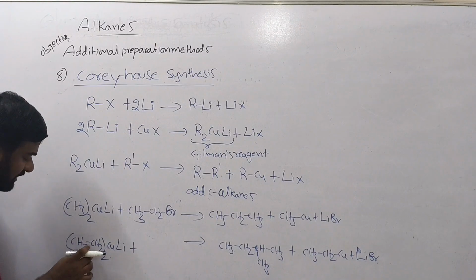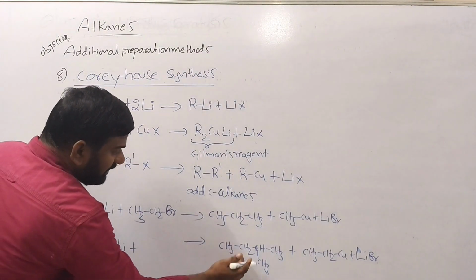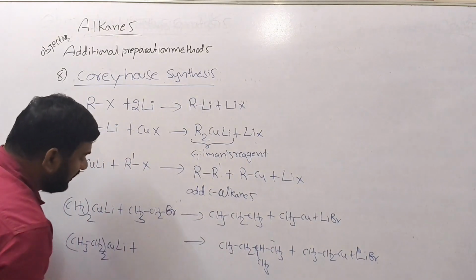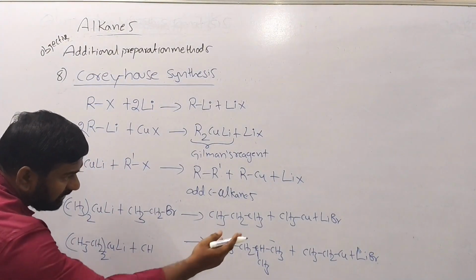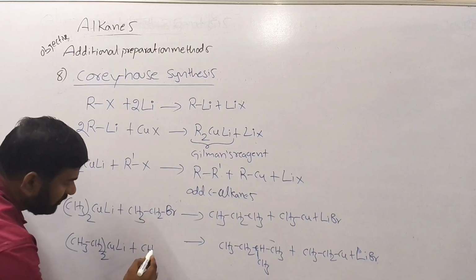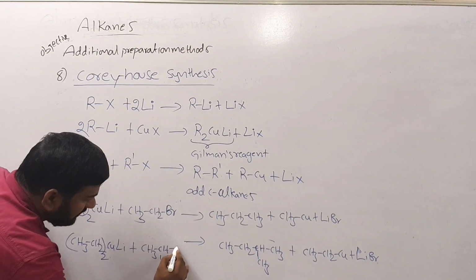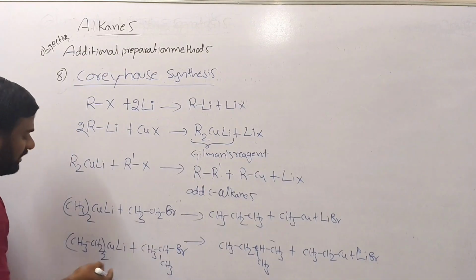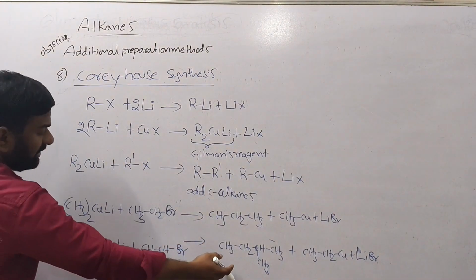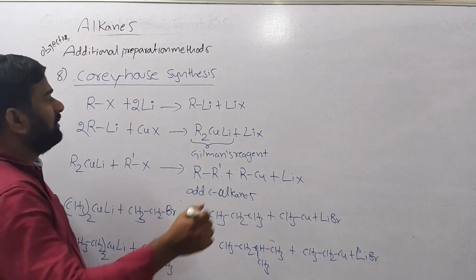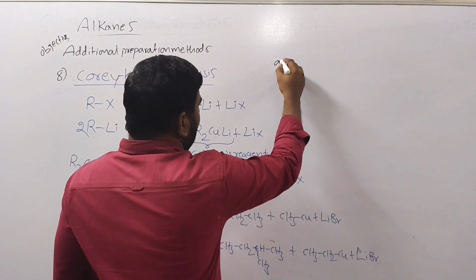So here, this alkyl group, this alkyl group goes here. The remaining one, what is there? This isopropyl group is there, no? The isopropyl group, whose last Li is attached to Br. So isopropyl bromide you have to write, with CH3Br. So this carbon reacts with this one and we get this alkane. Okay, so this is the Corey-House synthesis.